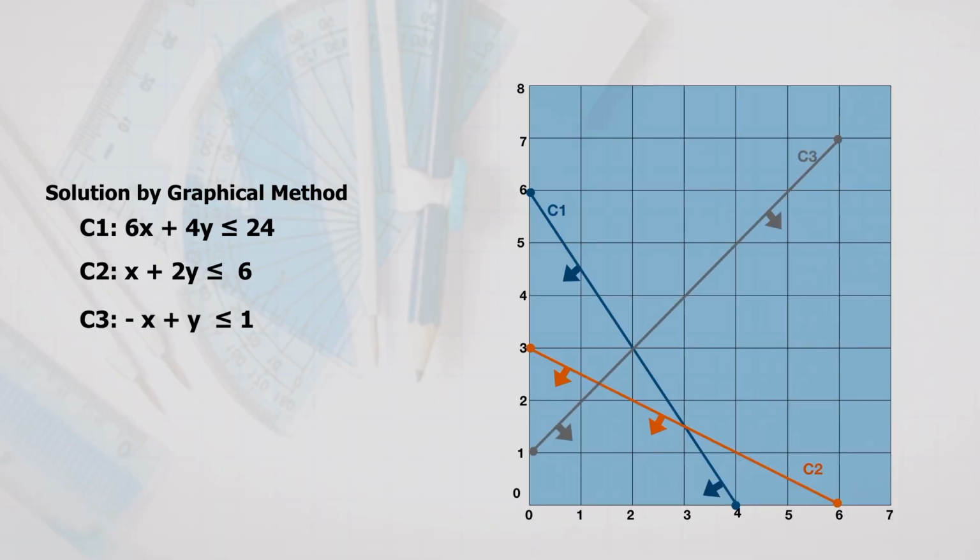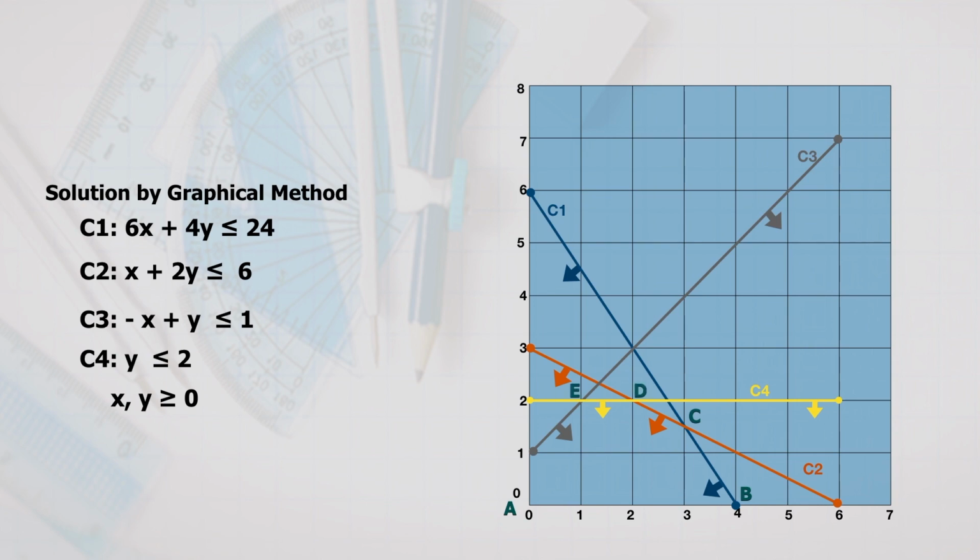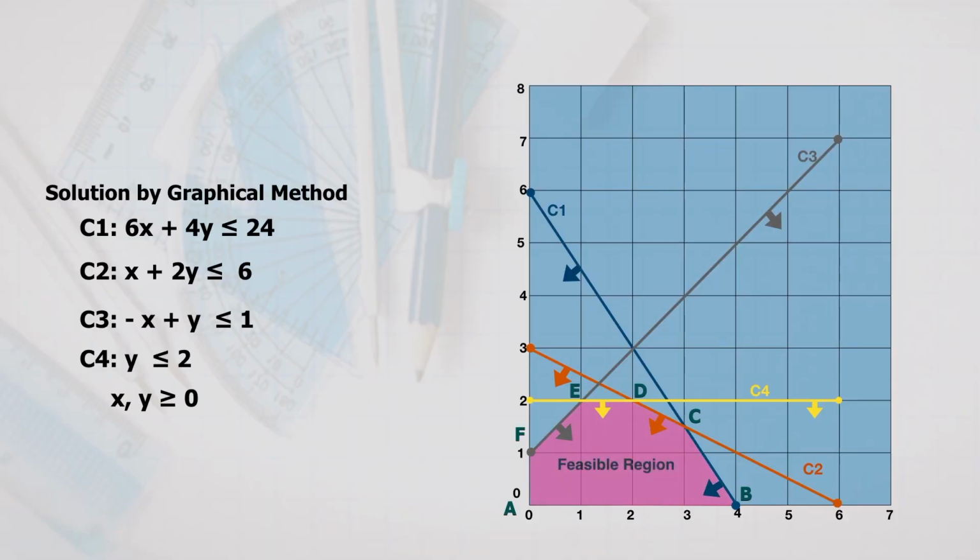Now notice that all the 4 regions overlap in the first quadrant, and that region is shown as A, B, C, D, E, F, A. This region, which satisfies all the constraints including the non-negativity constraints, is called the feasible region. The points A, B, C, D, E, F are called the corner points of this feasible region. By theoretical inputs on the study of this feasible region, it has been proved that one of these corner points will provide the optimum solution for the problem.